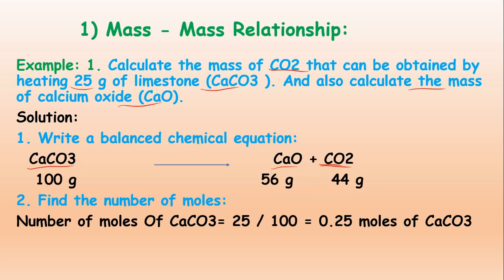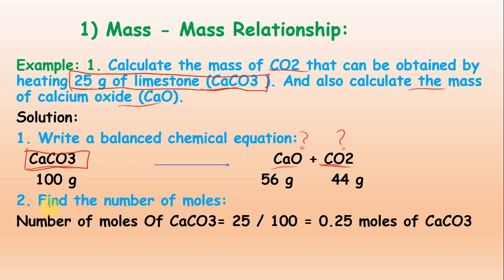In this equation, what is being asked is that we have to calculate the mass of the CO2 and also the mass of the calcium oxide, but with the help of the given mass. The given mass is 25 grams of the limestone or calcium carbonate. Through this given mass we can calculate the mass of the unknown substances like calcium oxide and carbon dioxide.